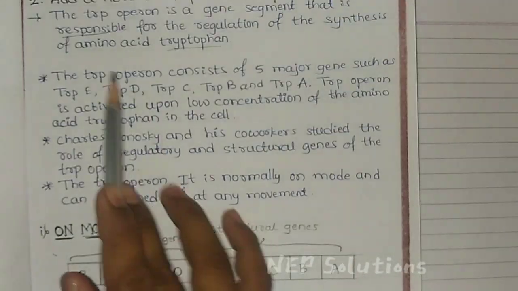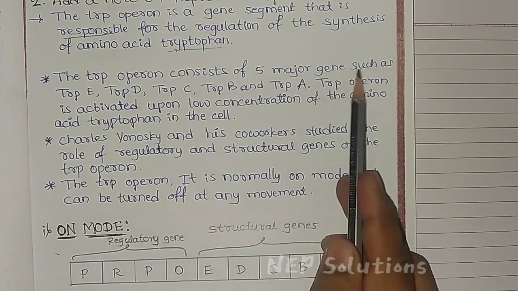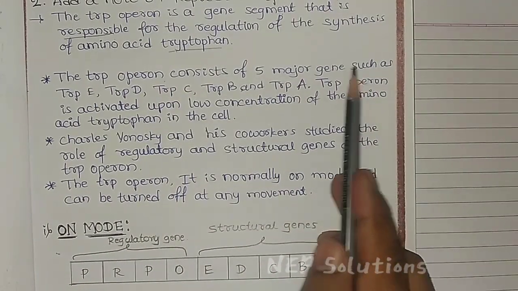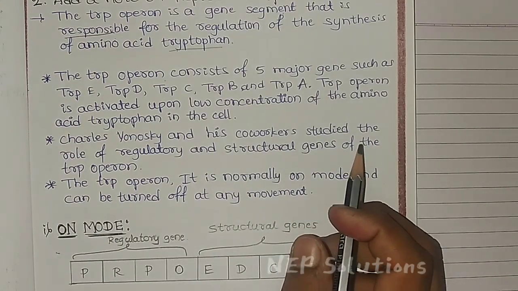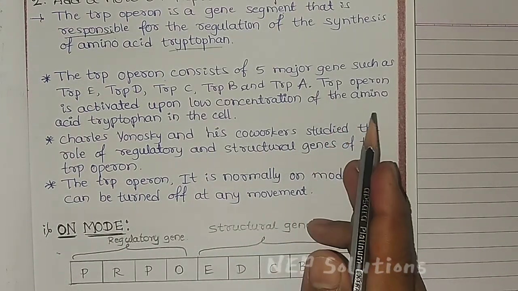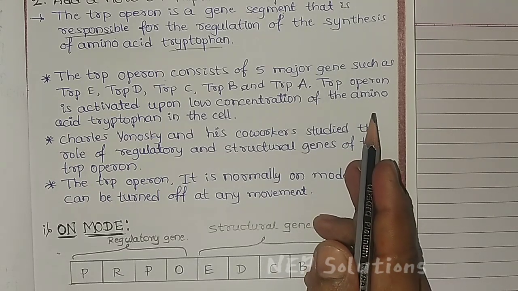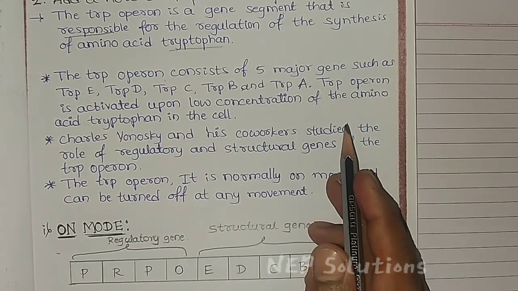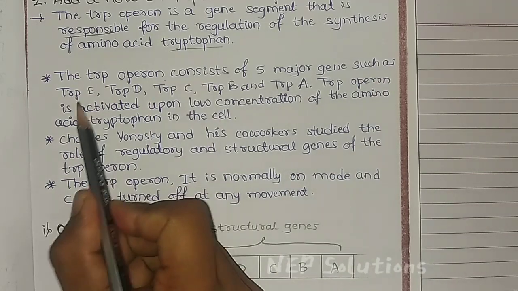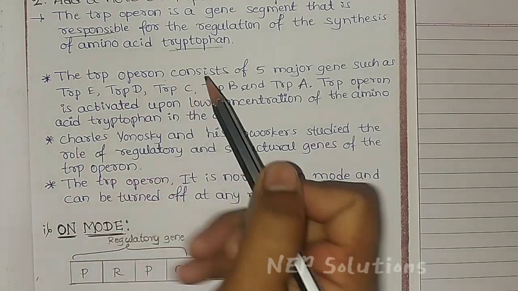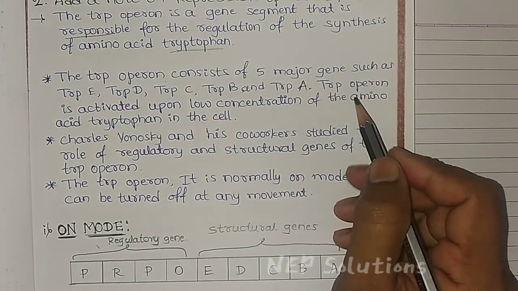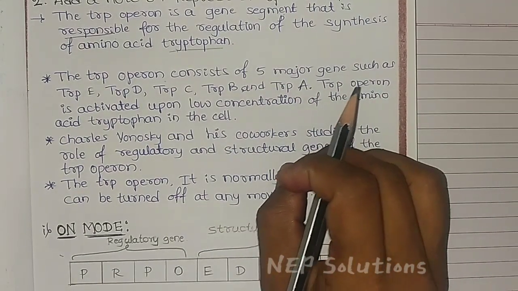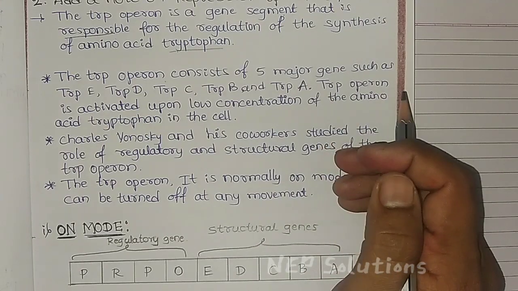Then the TRP operon consists of major genes. We all know that the lac operon has only 3 major structural genes, that are Z, Y, A. But here the matter is very different. It consists of 5 major genes such as TRP-E, TRP-D, TRP-C, TRP-B and TRP-A. But here they code for only one enzyme, that is tryptophan synthetase.